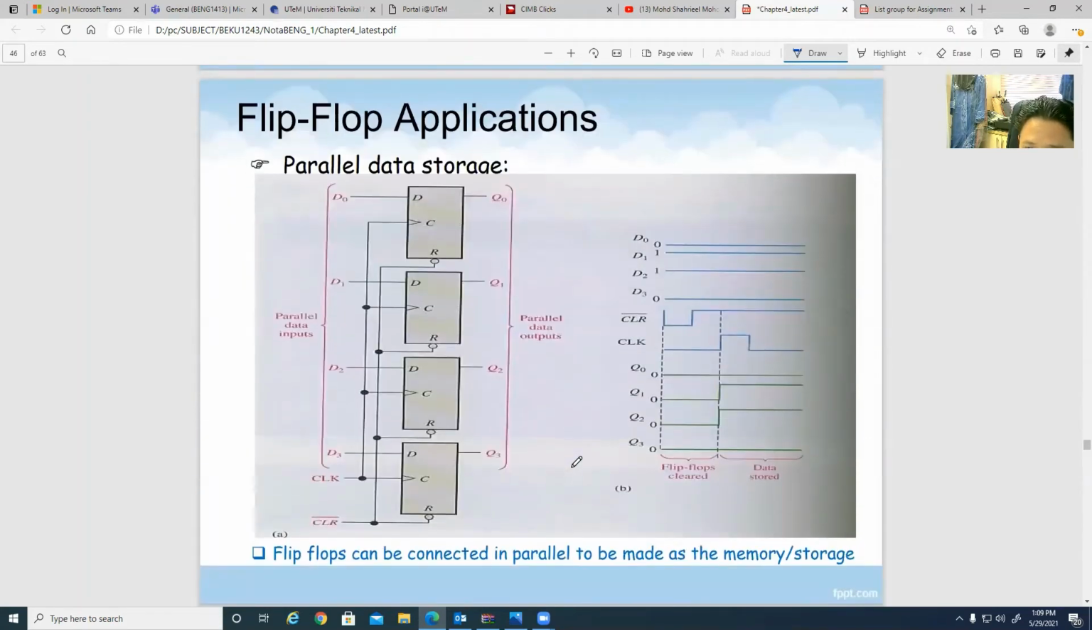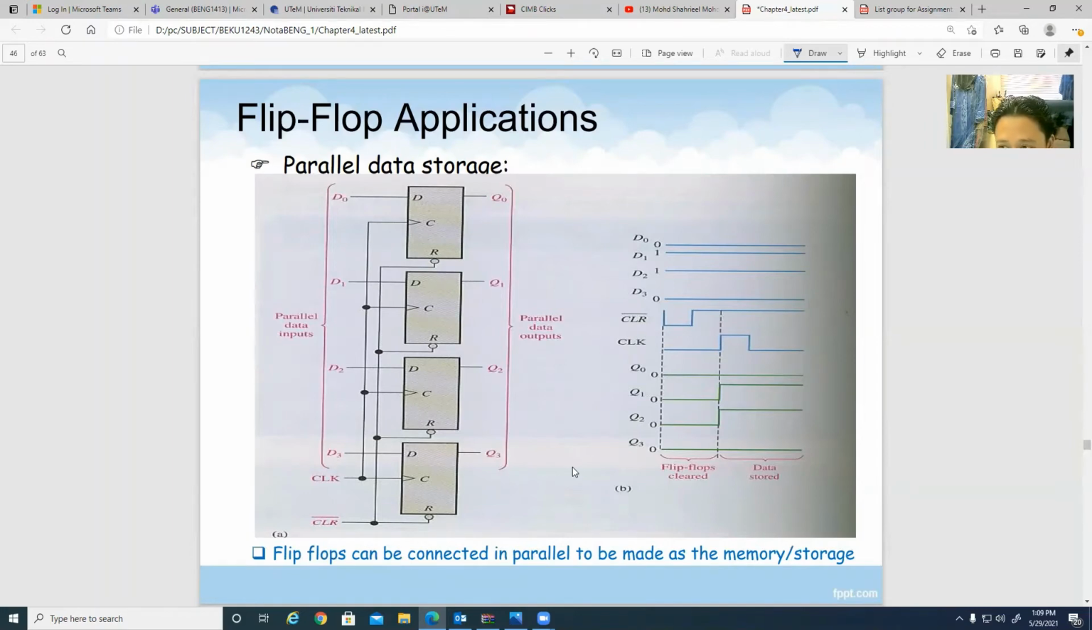Okay, next, I think this is the last part for chapter 4. That is the application of the flip flops. The first application of the flip flop is parallel data storage. So this application of the flip flop is data storage.